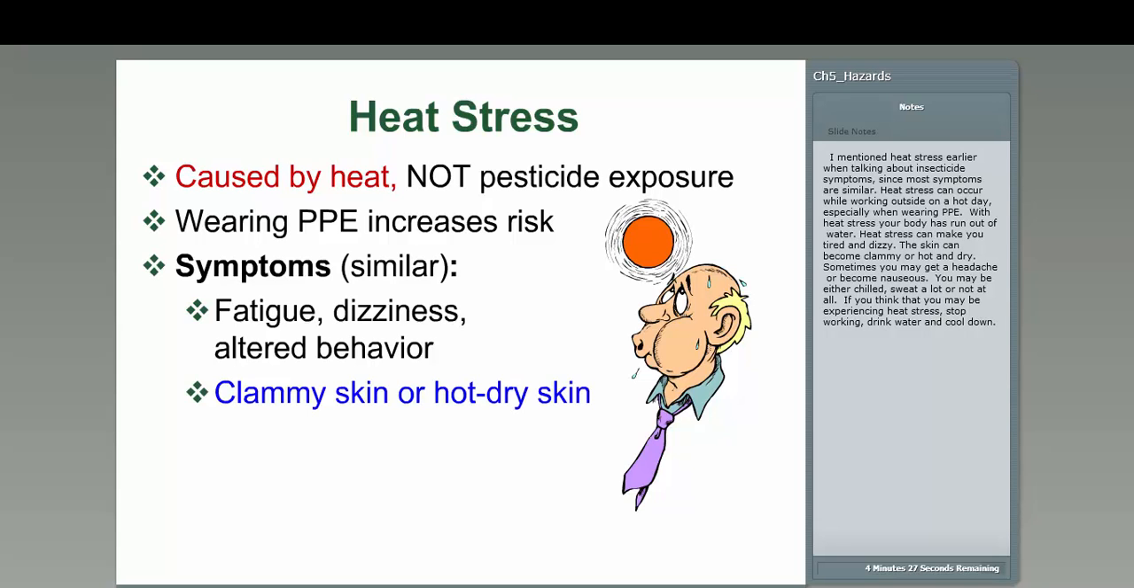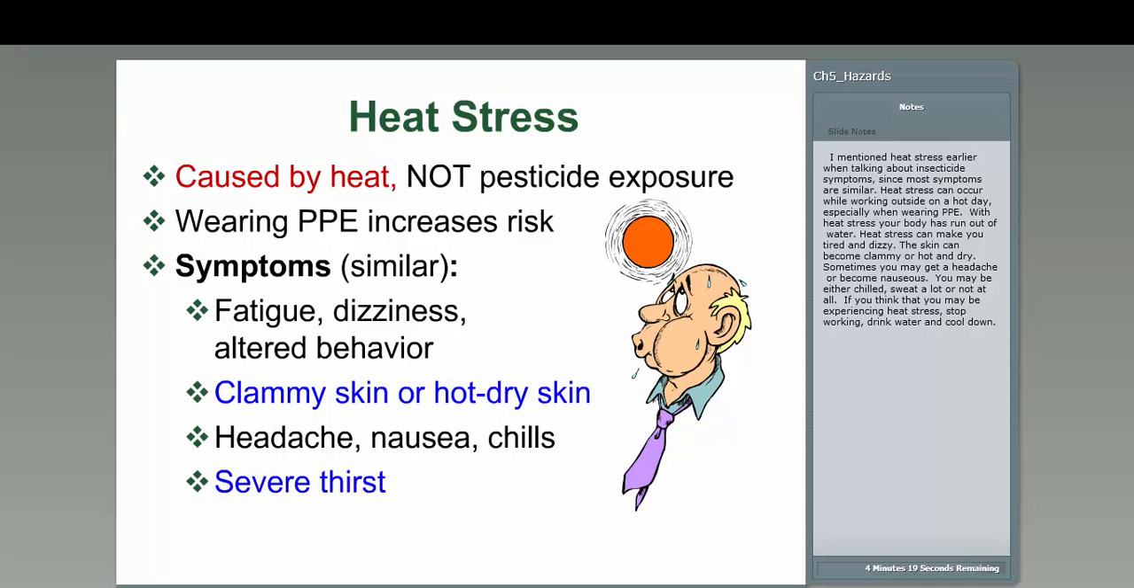The skin can become clammy or hot and dry. Sometimes you may get a headache or become nauseous. You may be either chilled, sweat a lot, or not at all. If you think you may be experiencing heat stress, stop working, drink water, and cool down.